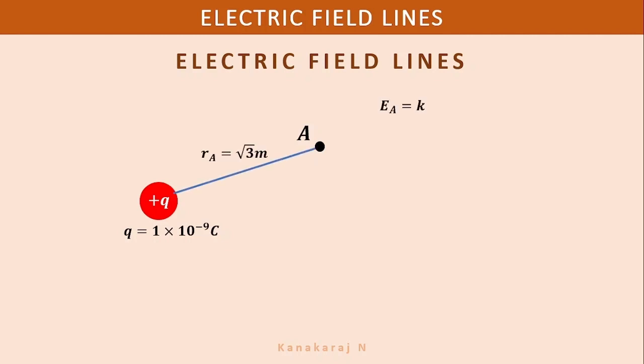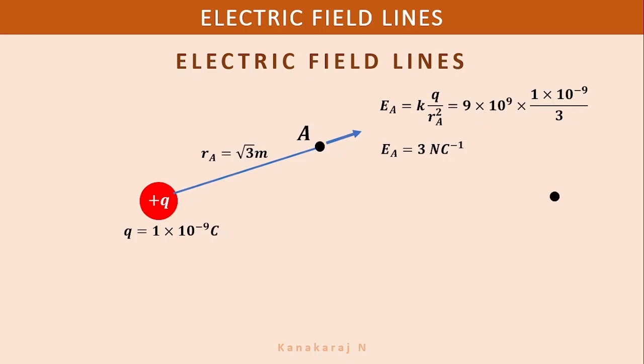Let us find the electric field intensity at A, given by the formula K times Q by Ra square. After substituting the value of K as 9 into 10 power 9, the value of Q as 1 into 10 power minus 9, then Ra is root 3, Ra square is 3. After simple calculation, we find Ea equals 3 Newton per coulomb and its direction is away from plus Q. Good. If the charge is a negative charge, the magnitude of Ea doesn't change, but the direction is reversed, radially towards the point charge.